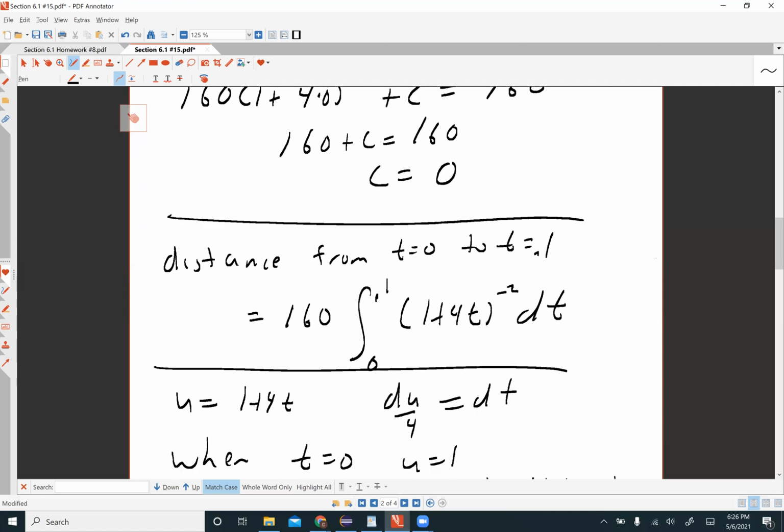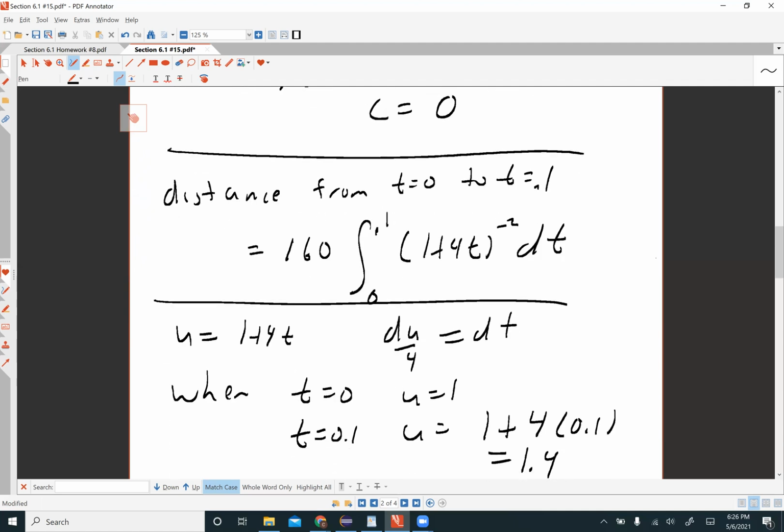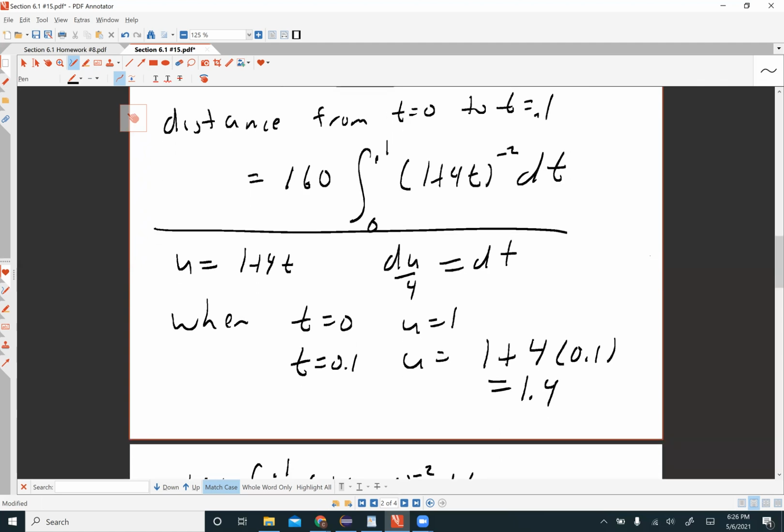So we just evaluate the definite integral of 160 over 1 plus 4t squared. And I'm going to just use substitution again. So we let u equal the inside function, 1 plus 4t. And again, we have du over 4 is dt. And now let's change the limits of integration. When t is 0, we just plug into this formula right there, and u is 1. And when t is 0.1, again, we just plug in 0.1 into this formula, and we get 1 plus 4 times 0.1, or 1.4.